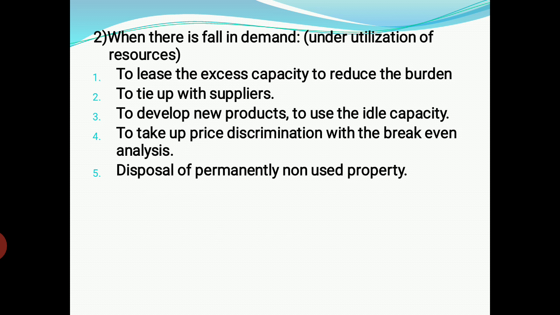And the next and the last one is disposal of permanently non-use property. If you find that some properties or machines are outdated or obsolete, or some facilities of the unit are not going to be used anymore, then at that time we can dispose of such units, not creating a burden on the manufacturer or the unit. Instead, we try to bring the capital back to the company, so that it can be reutilized for some other purposes.